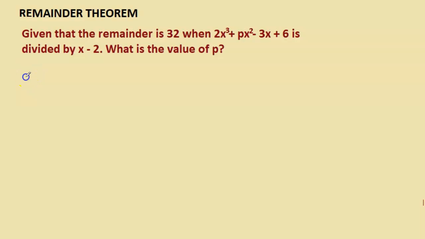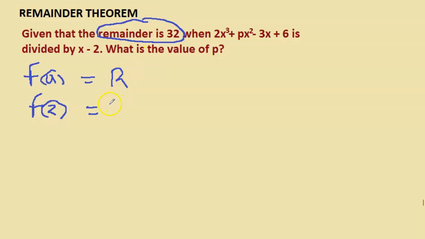Remember f of a equals r. Good? And in this case, f of a would be what? 2. We can just equate the divisor to 0 and solve. Alright, so a is 2. So f of 2 is equal to the remainder. And what's the remainder? We are told that the remainder is 32. So r is 32.